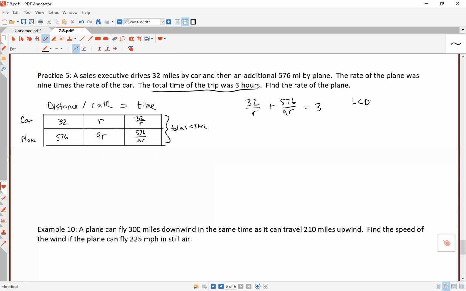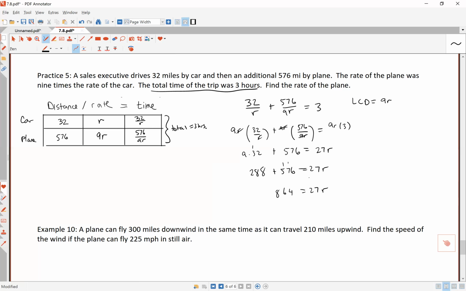We'll solve that by clearing our fractions using an LCD of 9r. We'll take 9r times 32 over r plus 9r times 576 over 9r equals 9r times 3. Here the r will take the r. We'll have 9 times 32. Here the 9r's take the 9r, which is 576 remaining. And then 9r times 3 is 27r. 9 times 32 is 288, plus 576 equals 27r. 288 plus 576 is 864 equals 27r.